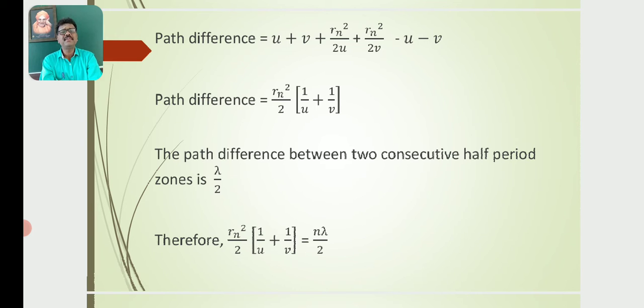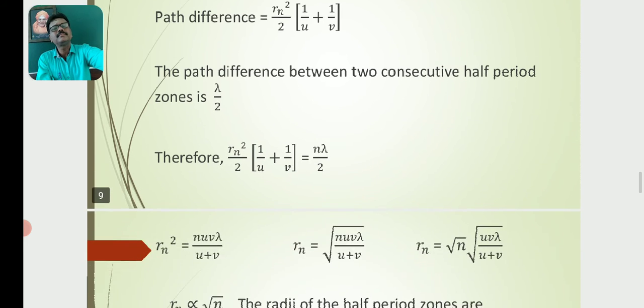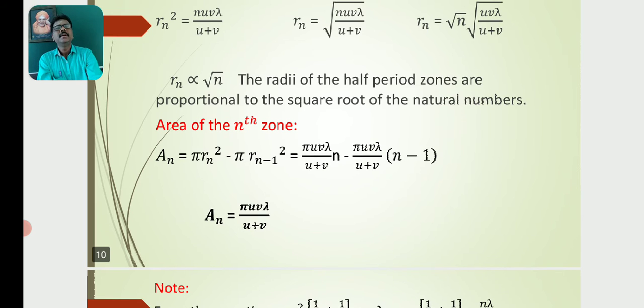Therefore, Rn square by 2 into 1 by U plus 1 by V is equal to n lambda by 2. This is for the nth half-period zone. Then Rn square is equal to n U V lambda by U plus V. Further, Rn is equal to root of n U V lambda by U plus V. Then Rn is equal to root n into root of U V lambda by U plus V. Here U is constant, V is constant, lambda is also constant. Then Rn is proportional to root n.